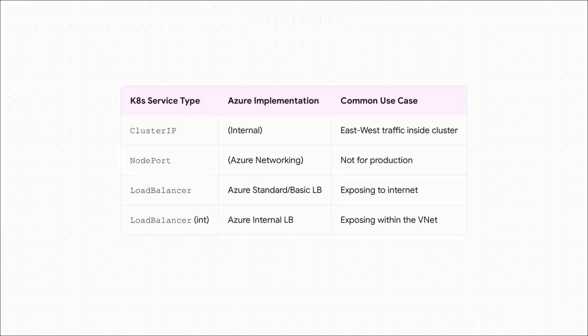Now, here's the really cool part. It's how these abstract Kubernetes ideas you see in that first column translate directly into real, concrete Azure resources. Just look at the load balancer type. When you create a service with this type in your Kubernetes config file, the AKS control plane literally goes out and automatically builds a real Azure standard load balancer for you. It's that seamless integration that makes this so powerful. Kubernetes says what it wants, and Azure just makes it happen.